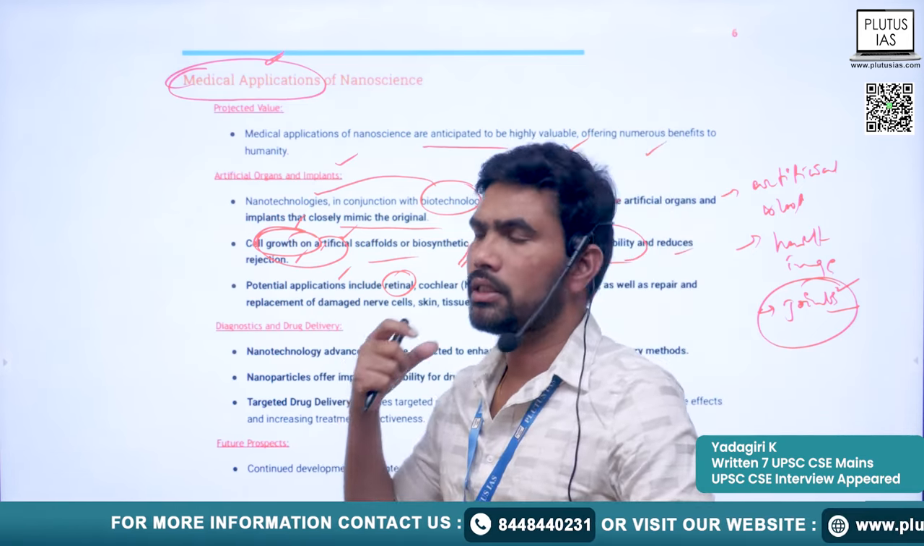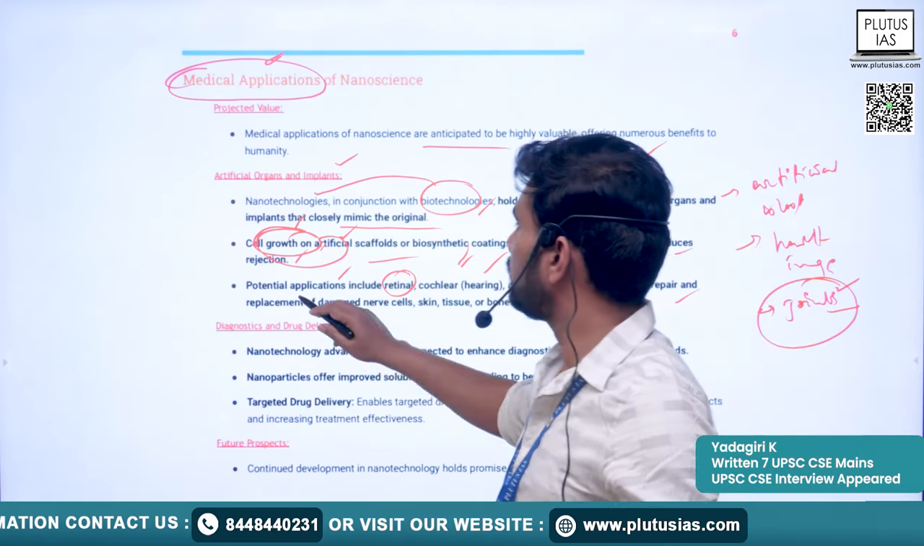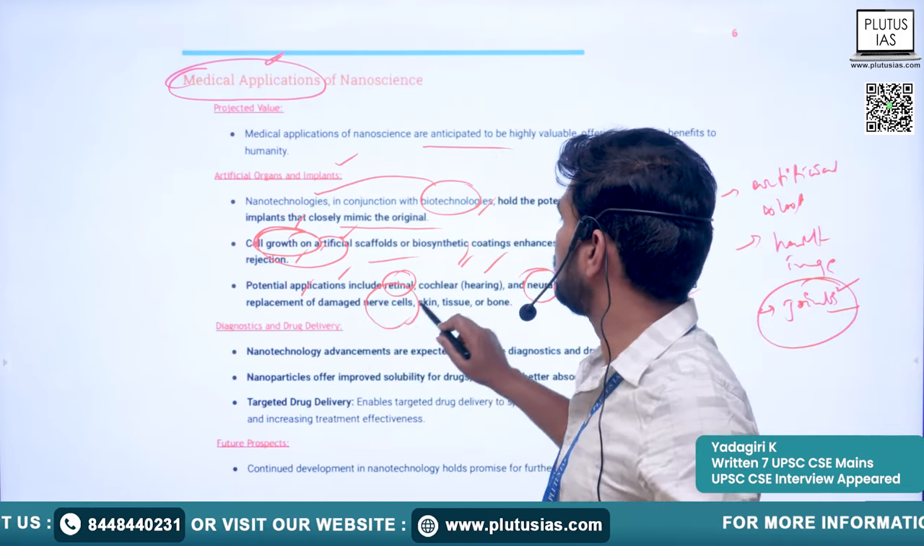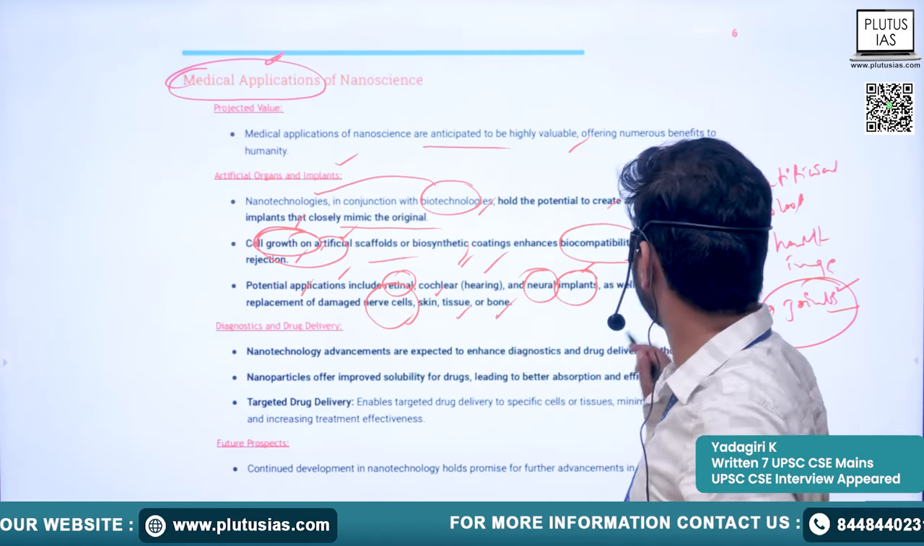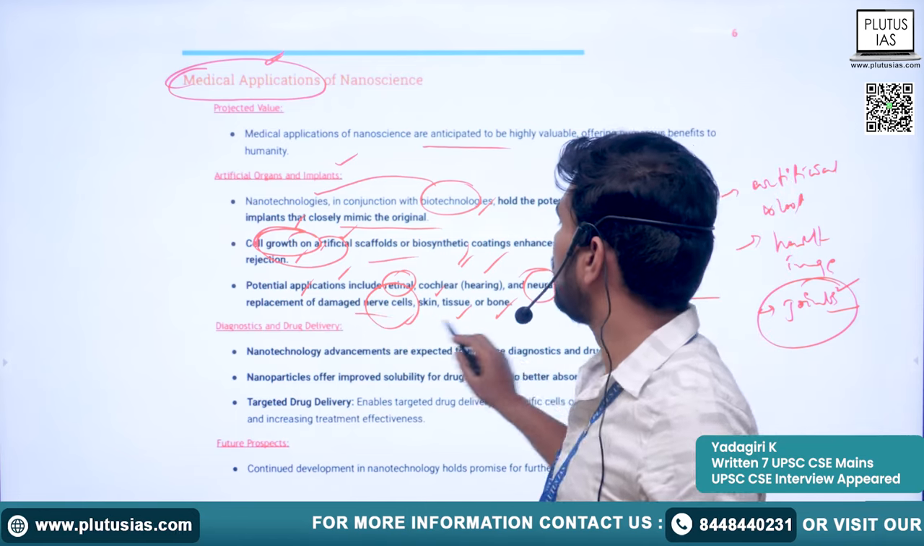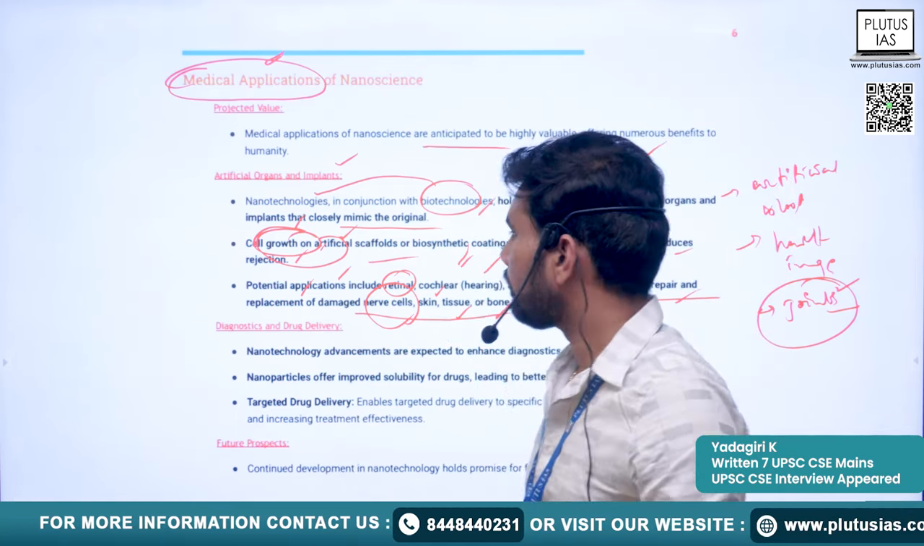We can implant new things there, right? As well as we can repair and replace the damaged nerve cells, skin cells, tissue and bone. We can repair and replace all these things in the human body, right?